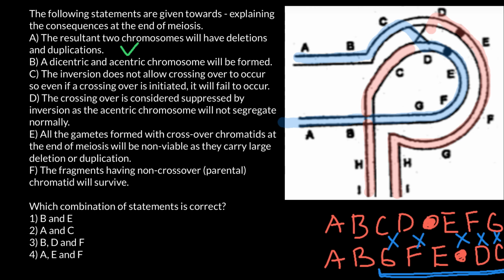And variant E, all the gametes formed will cross over. Chromatids at the end of the meiosis will be non-viable as they carry large deletion or duplication, and this is true. As I said, probably such an organism wouldn't be viable because it would have this chromosome that would have 2 short arms or two long arms. So it would have duplications, and at the same time almost the whole arm would be missed. So this is a correct statement.